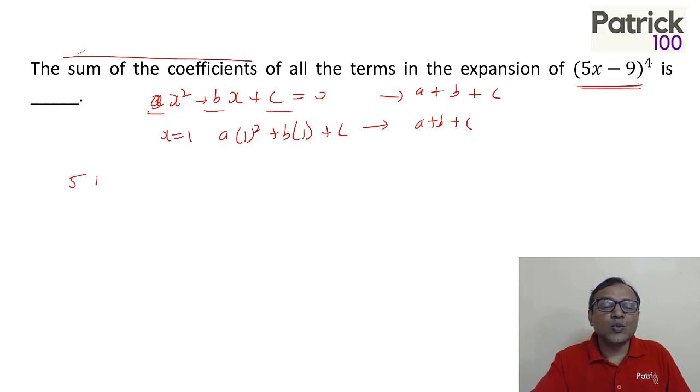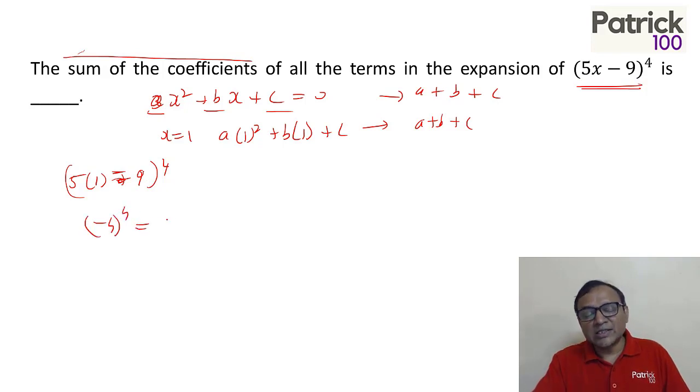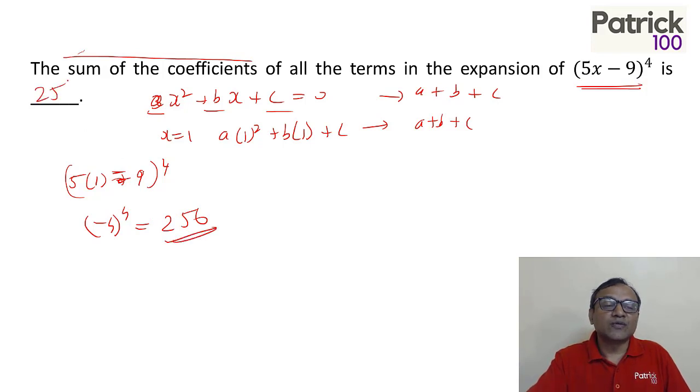If I put x equal to 1 in the expression, you will get (5 into 1 minus 9) raised to 4. Right? This is 5 minus 9, which becomes minus 4 raised to 4. 16 squared is 256. So you will get the answer as 256. That is the sum of coefficients of the value. So just put x equal to 1, and whatever answer you get, that would be the answer, 256.